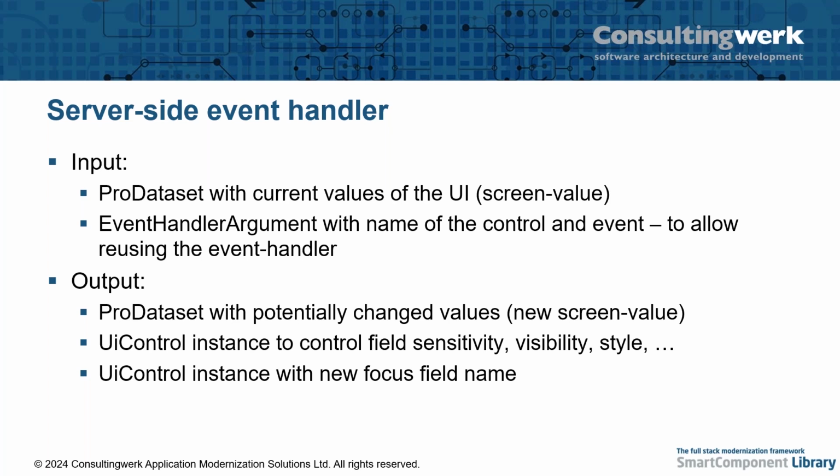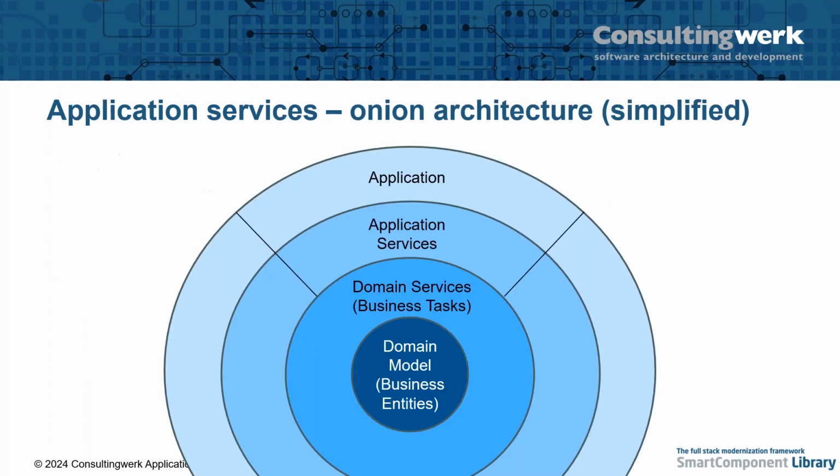So that can be turned into a server-side event handler. I think I explained the input earlier. We'll see it in the sample. Architecture-wise, the server-side event handler would be referred to as application services when one follows the onion architecture, with the domain model, which is typically represented by business entities, domain services, which are business tasks, and then the application services. And the more we go from the inside to the outside, the more specialized we become for typical user interfaces.